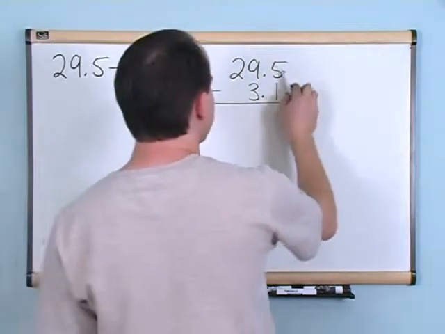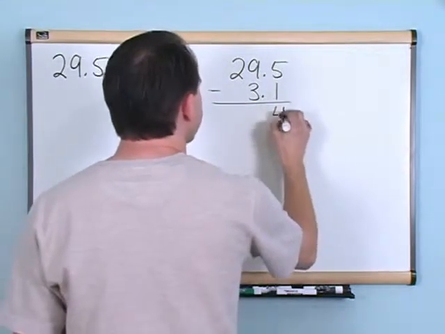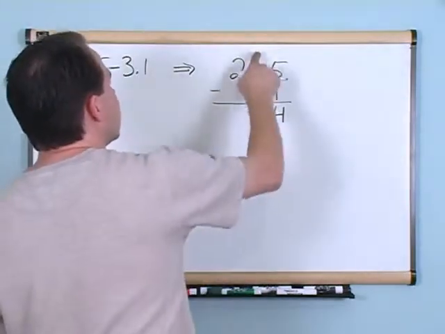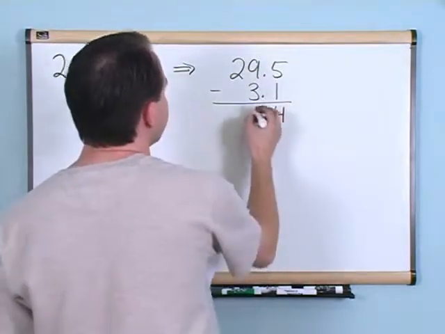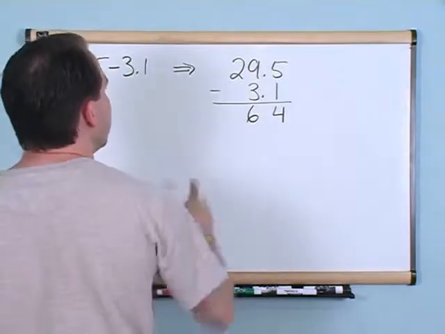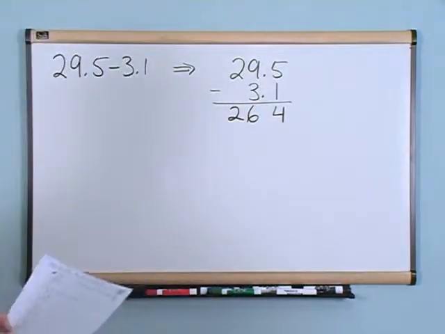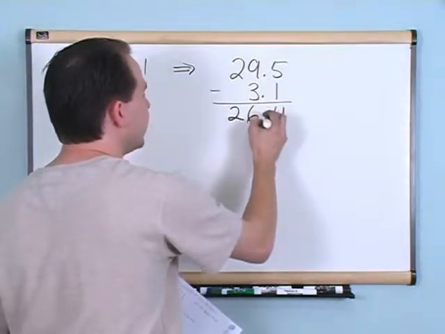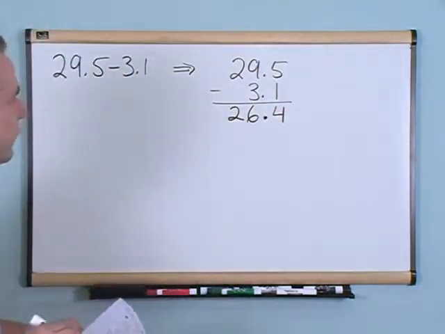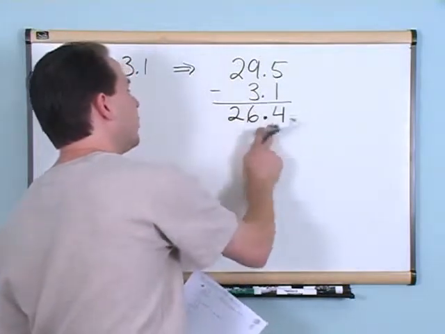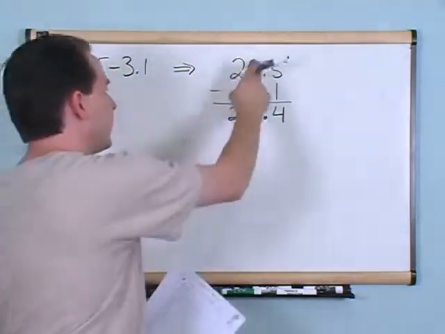Start in the right column. 5 minus 1 gives me 4. 9 minus 3 is going to give you 6. And 2 minus 0 is going to give you 2. And just like before, you take this decimal point, you drag it down, and you put it in between. So you have 29.5 minus 3.1 gives you 26.4.